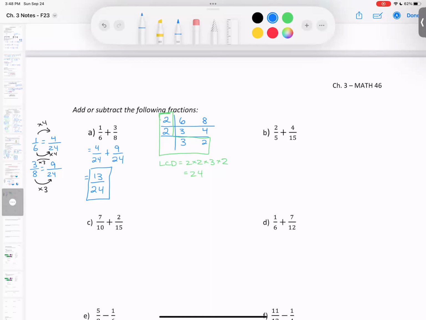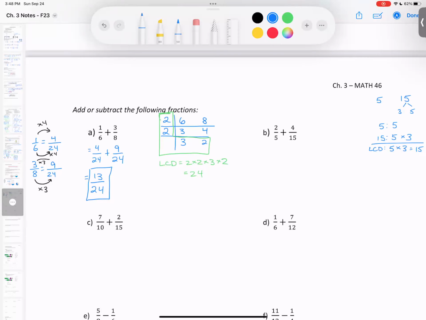All right, let's try the next one. Here our two denominators are 5 and 15. Actually, there's a way to cheat on this, but let's do this the old-fashioned way. The prime factorization of 5 is just 5. 15 is 3 times 5. So if I write my prime factorization table here, 5 gives me 5. For 15, I've got a 3, and then I've got a 5 that'll line up there. So my least common denominator here ends up being 15.